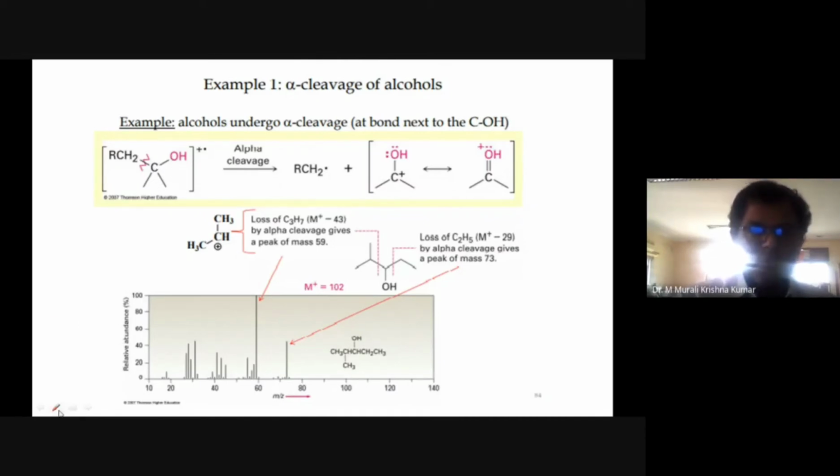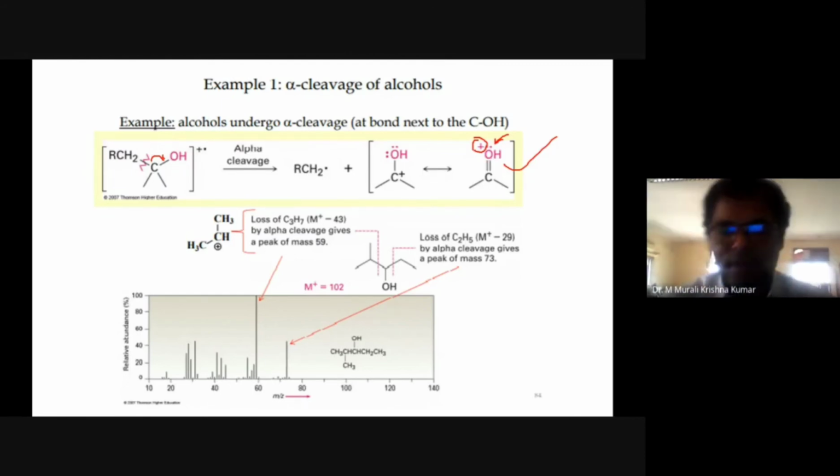So here what is happening? From here it is picking up an electron, thereby forming a double bond O-H. So that positive charge is over here. Because it has a lone pair of electrons, it helps increase the stability of the cation, because it can adjust its electron density easily.